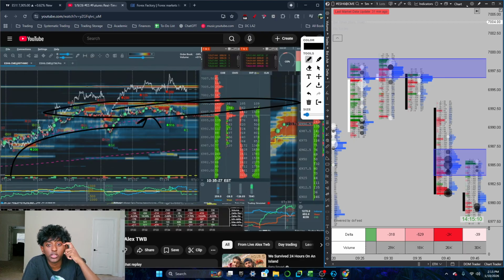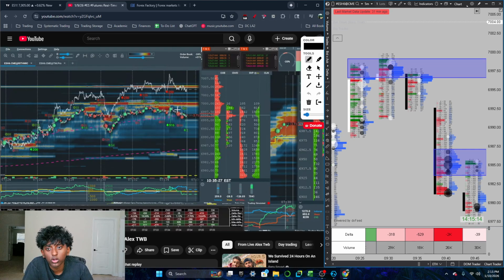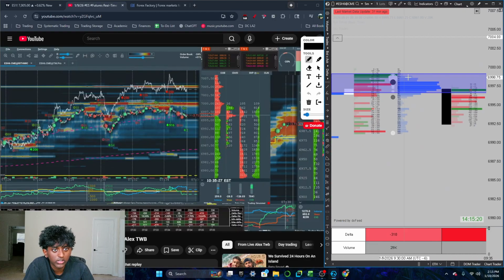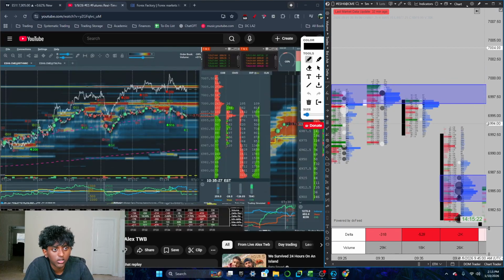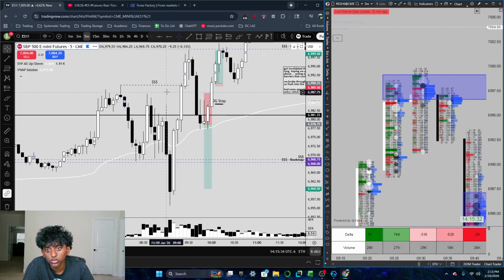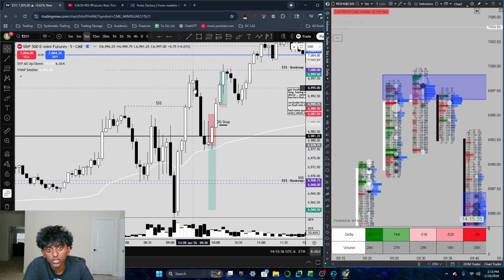We're struggling to break through this 7,000 psychological level. We are seeing bar absorption with this footprint chart, and you can see that through both the delta and the big trades indicator. And we're starting to see selling come in, and you potentially could get an entry at 96.5. So let's just hypothetically say we do that.